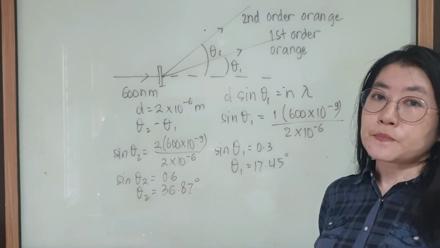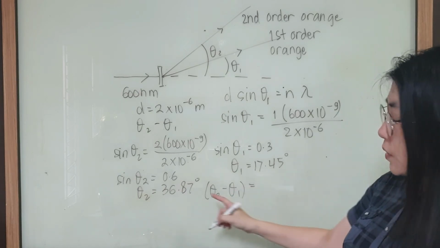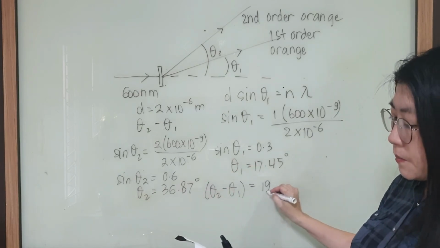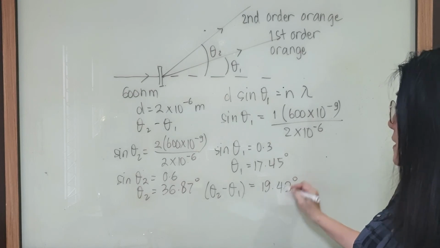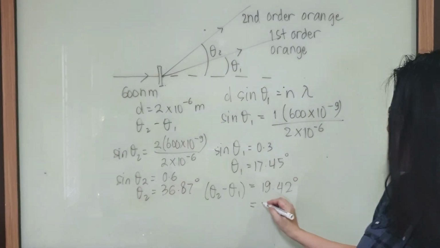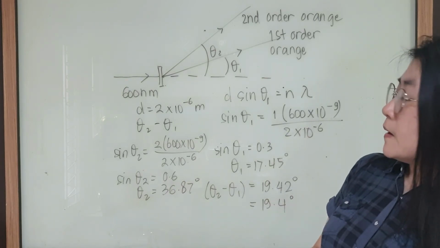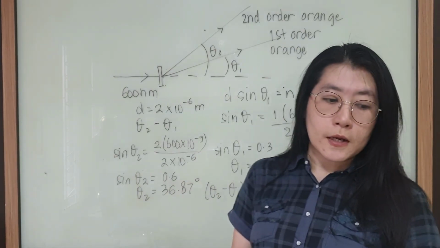36.87 degrees. So if you want to find theta 2 minus theta 1, it will be equal to 19.42 degrees. Or the answer in the option is B, 19.4 degrees. I think that's all. If you have any question, you can ask.